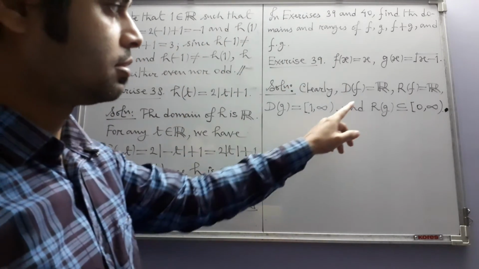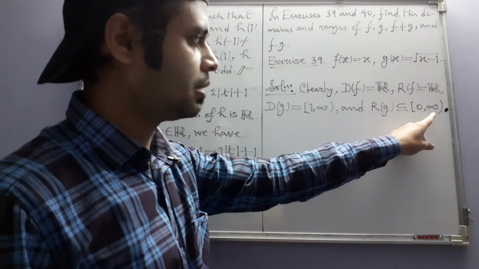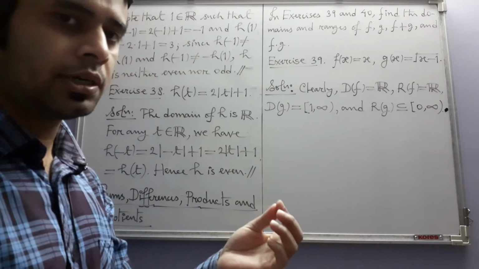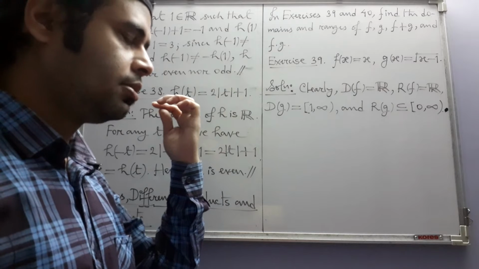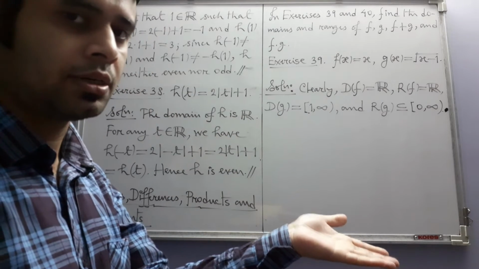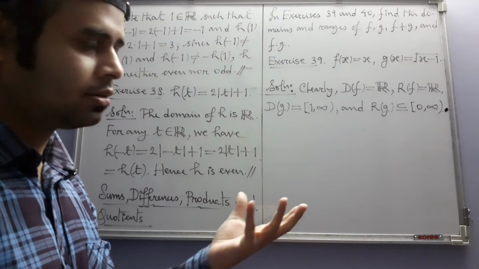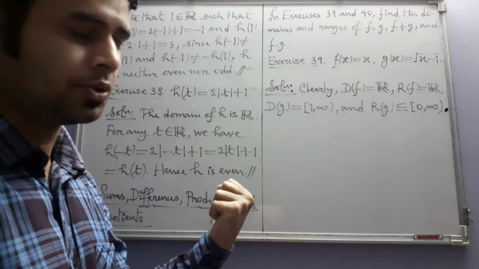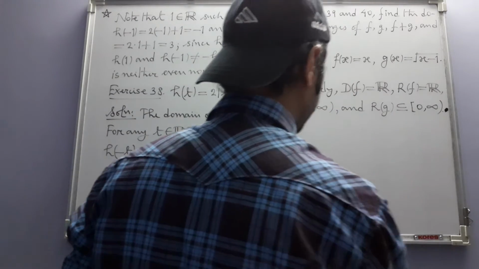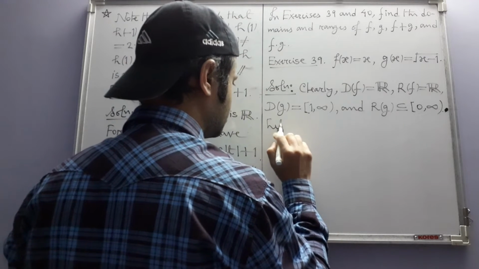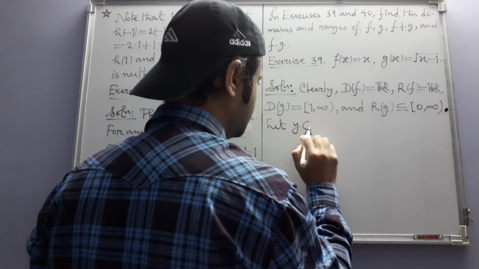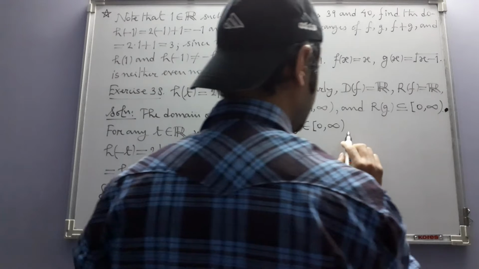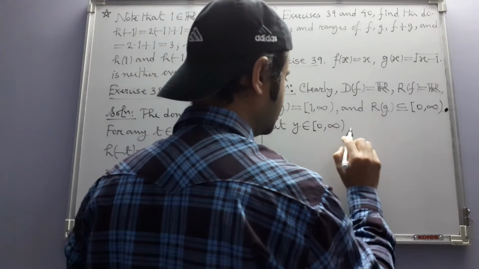But the question is, will every non-negative real number also be in the range? That is, if you arbitrarily take a non-negative real number, is there an input for which this chosen number is the output under the function? Because then that chosen real number will belong to the range, since it then becomes an output. So now we are going to show that that is the case. So let y belong to 0, infinity.